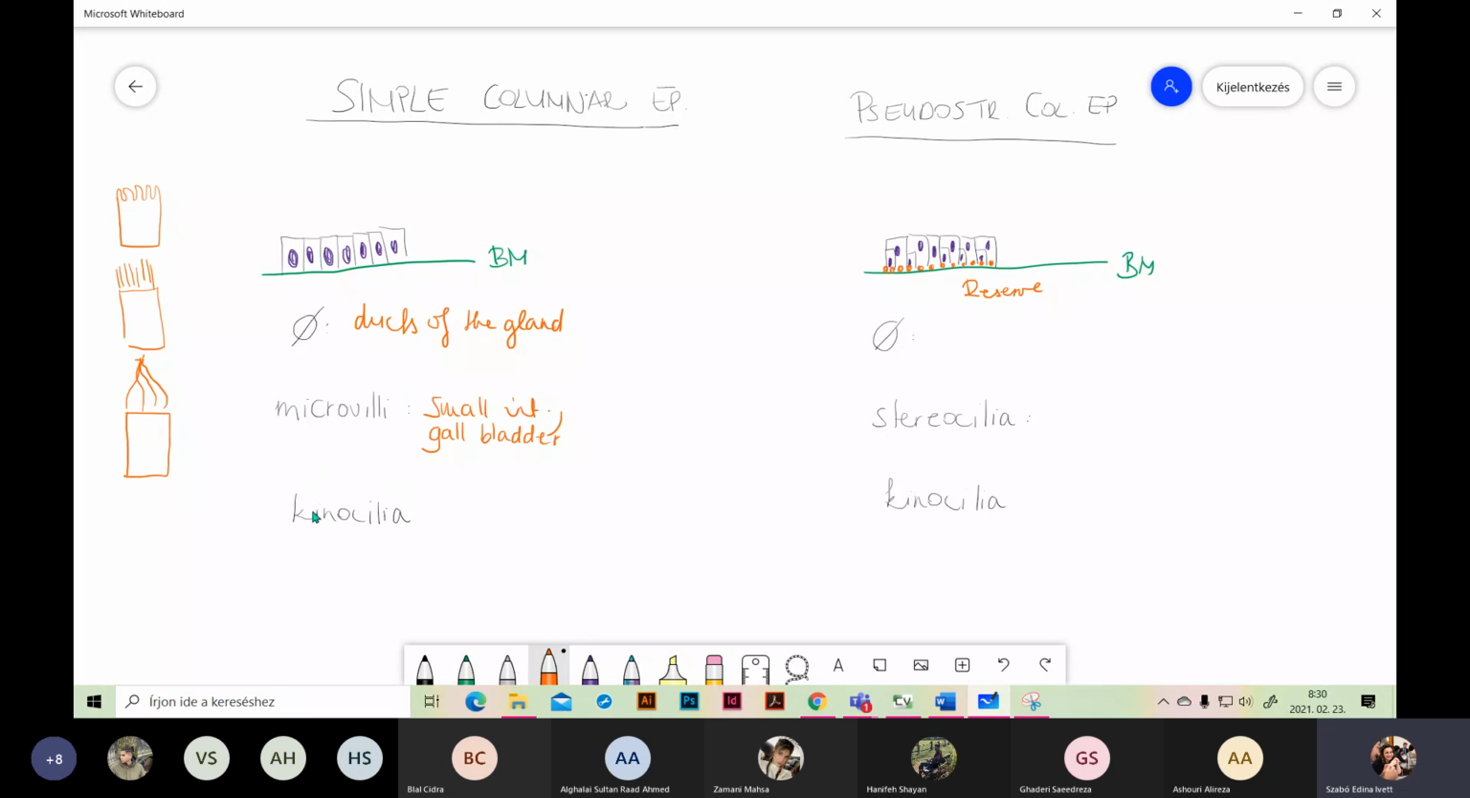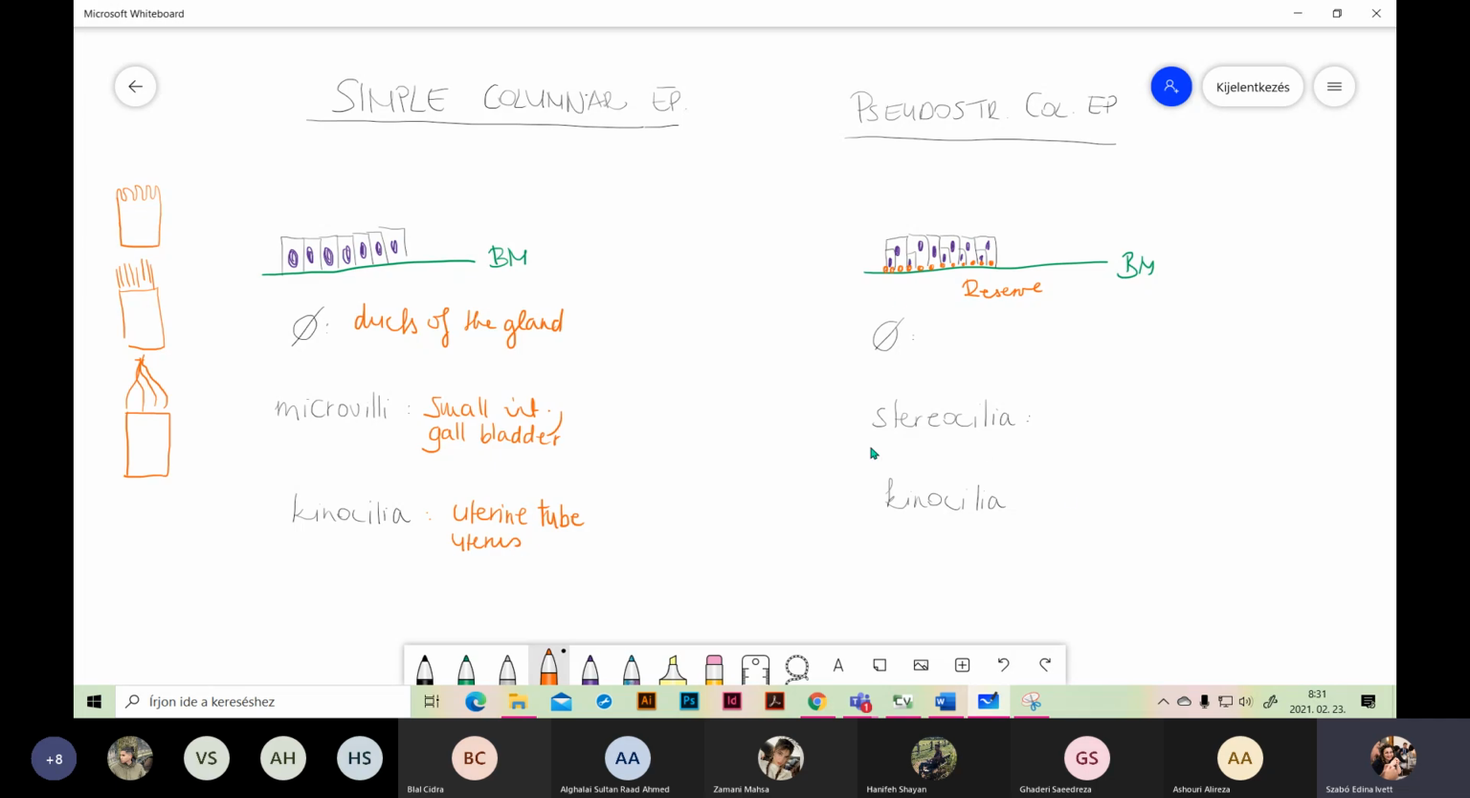And where do we have simple columnar with kinocilia? We will see this type of epithelia in case of the female genitalia. For example, in the uterine tube, or fallopian tube. You can say also fallopian tube or uterine tube, or also in the uterus, we have this type of epithelia.